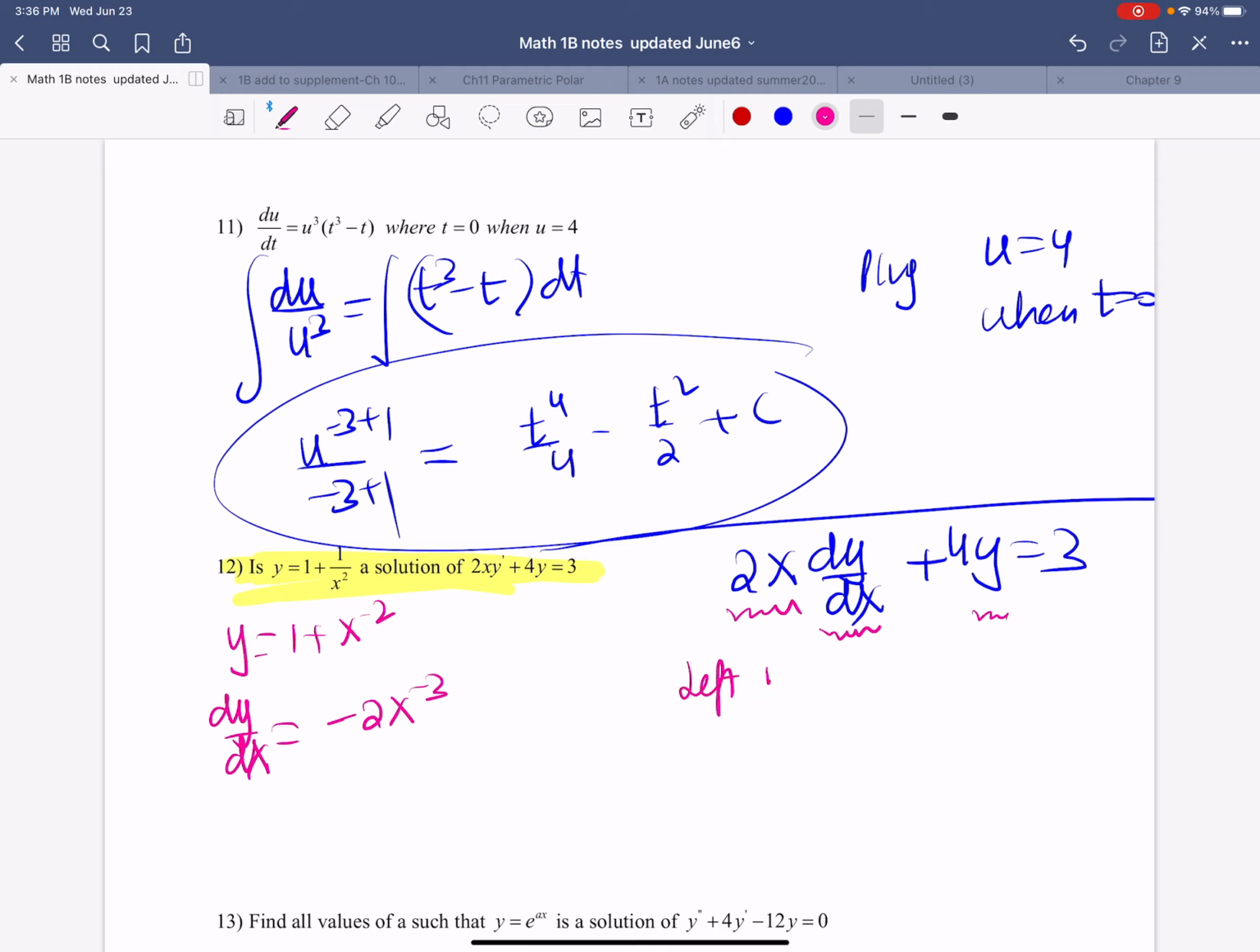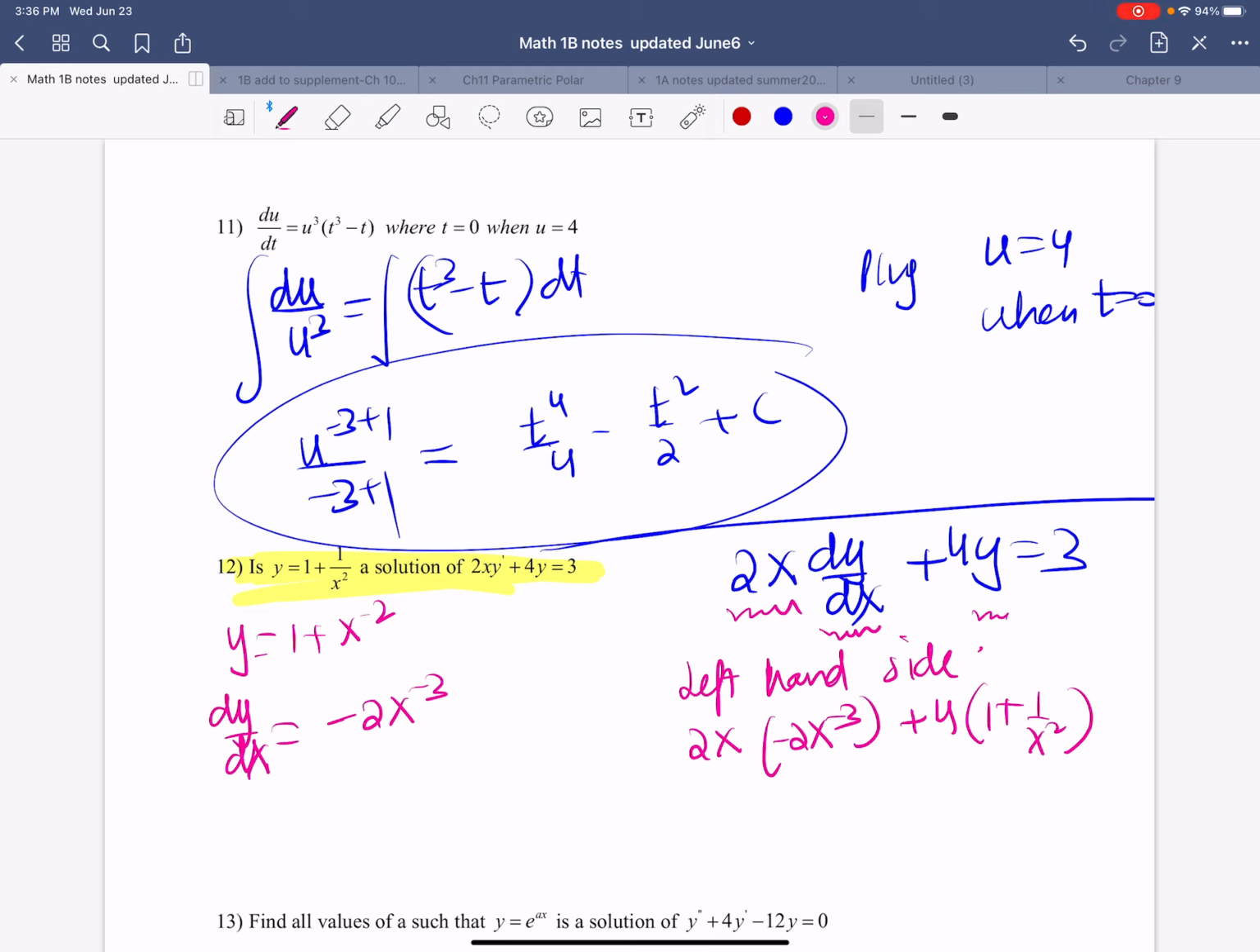So I'm just going to work on the left hand side right now. Left hand side: 2x times dy/dx, which is negative 2x to the power negative 3, plus 4 times y, which is 1 plus 1 over x squared. And now we're trying to see if this is a solution or not for the given differential equation.